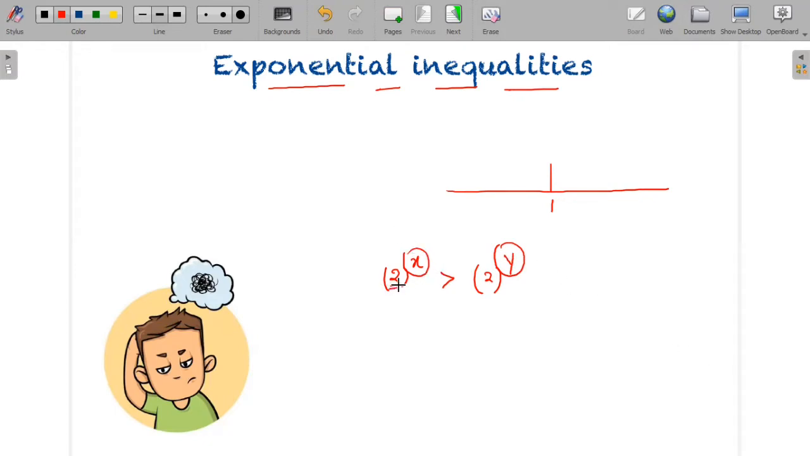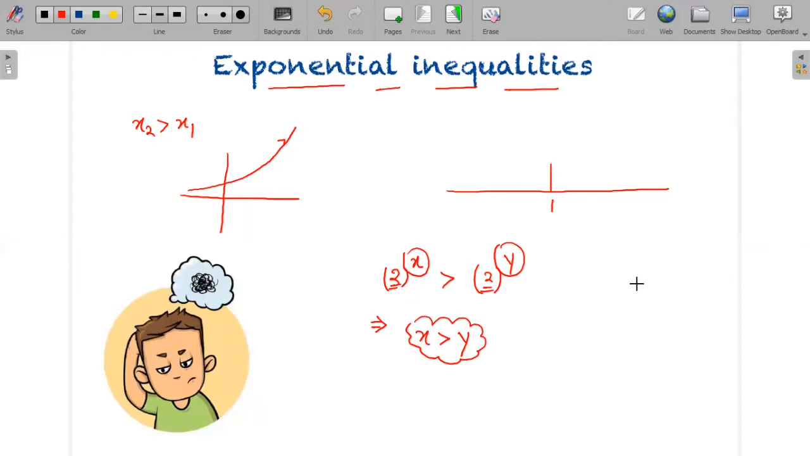As we know its base is greater than 1, this is how the graph of the function will look. It will be an increasing function. And what is the meaning of an increasing function? A greater input will bring a greater output. So if 2 to the power x is the greater output, and it is given that it is greater than 2 to the power y, then what is the reason behind that result? The result is clear: input x should be greater than input y.